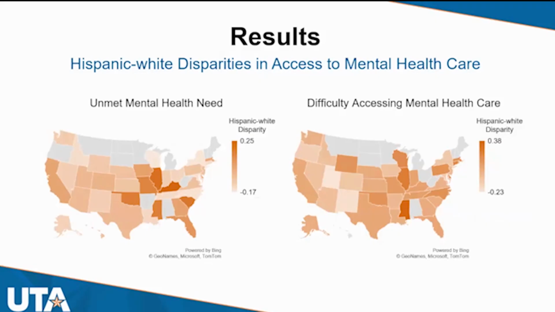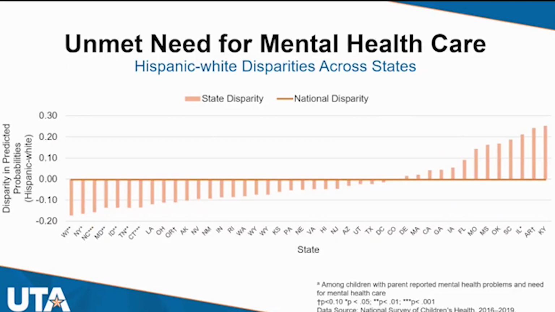So what did it look like for Hispanic-white disparities? We included 40 states in this sample, so we have a little bit more visibility. And you can see some consistency between states that had higher rates of larger disparities in unmet mental health need and larger disparities in difficulty accessing mental health care. This gives you the state-by-state breakdown in the exact same way. If you actually look, the disparity between Hispanic versus white unmet need for mental health care is almost zero at the national level. So that's notable when you see how much it varies across state lines.